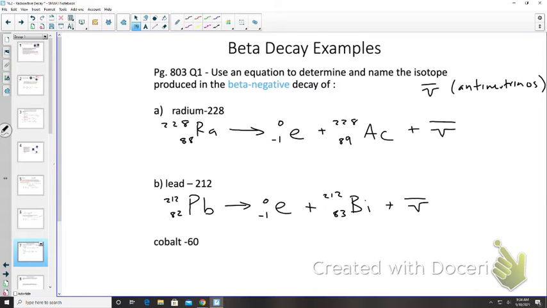Lastly, we have cobalt-60. Cobalt has 27 protons. It is undergoing beta negative decay. So what minus 1 will give us 27? That'll be 28. We still have a mass number of 60. That's going to be nickel plus an antineutrino. So those are 3 examples of beta negative decay. Again, it's important that we make sure our mass and atomic numbers are balanced here, and that we don't forget about our antineutrinos for beta negative decay.